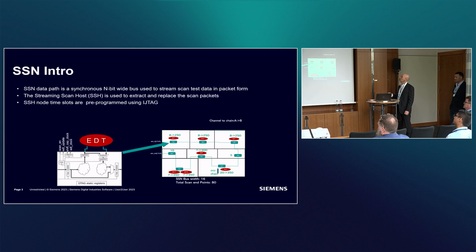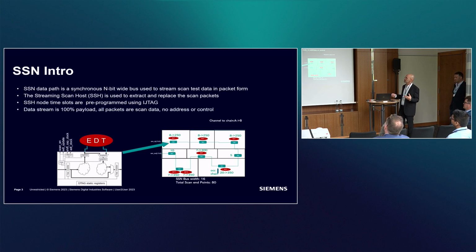The SSH node is time-slotted and pre-programmed by the JTAG network. As you can see, we're separating the programming, or the test setup, of the SSH from the data that is used. That allows us to use 100% of the data stream only for the payload. All the packets are only scan data, and there is no address or control transferred on this SSN bus, so we can use more of the bus width for the payload and the test information.